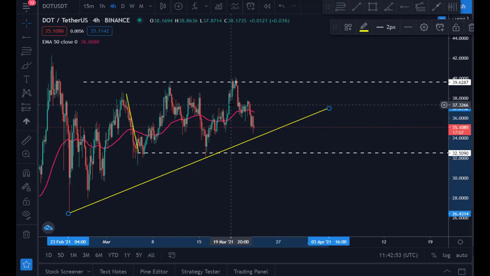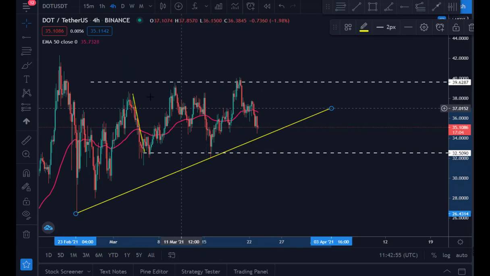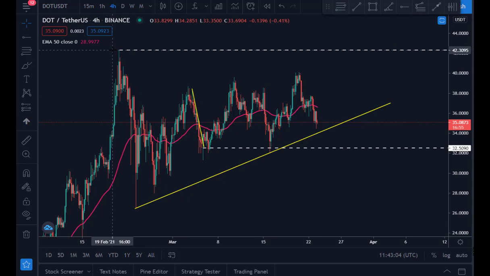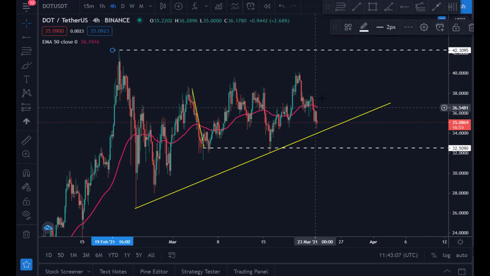Just hold on and let's see the clear structure. Now they're just going sideways. Should you buy at this point? Well, I'm not buying. I don't buy this kind of structures. What I should be buying is when they have completed.